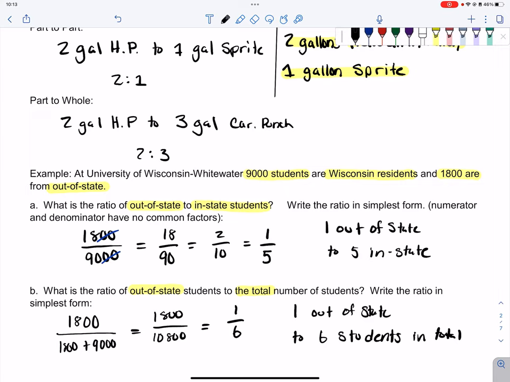And this is now considered part to whole because we're comparing one specific type of student to the entire total amount of students that we have at the university.